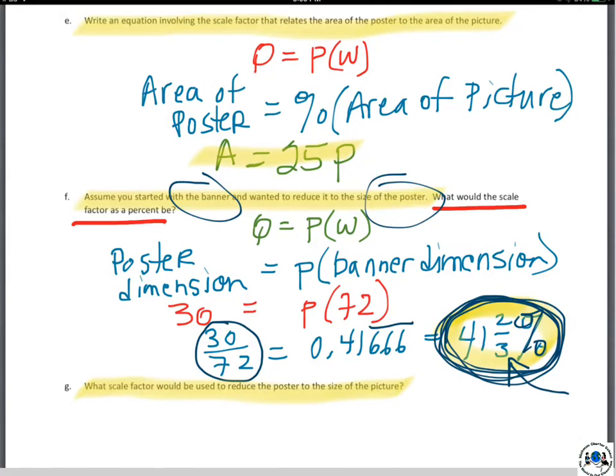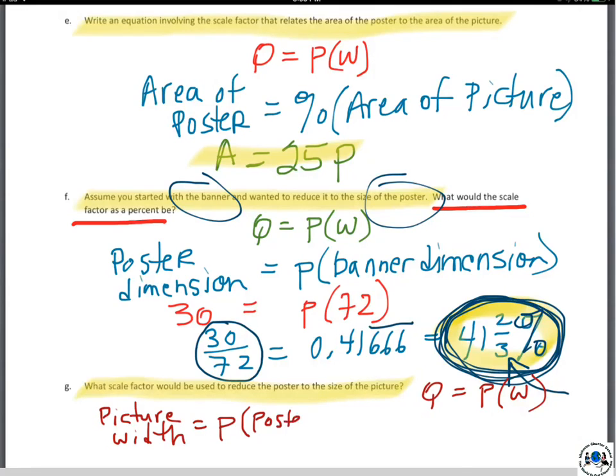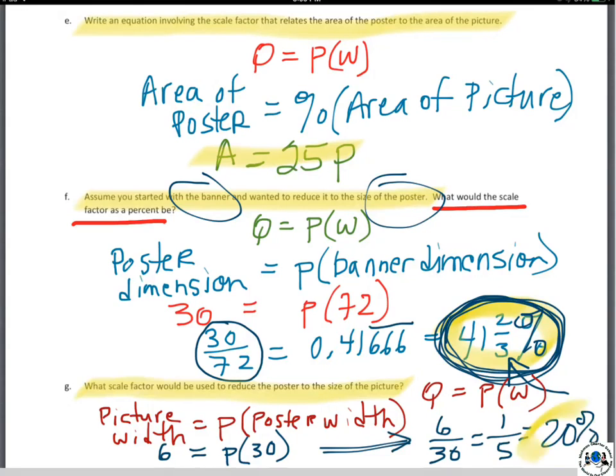All right, what scale factor then would be used to reduce the poster to the size of the picture? Now we're trying to find out what scale factor going from poster to picture. And again, one more time, Q equals P times W. The picture width, let's compare that to the poster width and apply a percentage, and that percentage is going to be the one we're solving for. 6 equals P times 30, which goes to 6 over 30, which is the same as 1 over 5, which is 20%. So reducing the poster to the size of the picture, working backwards from the way we had worked originally, that would represent a 20% reduction.